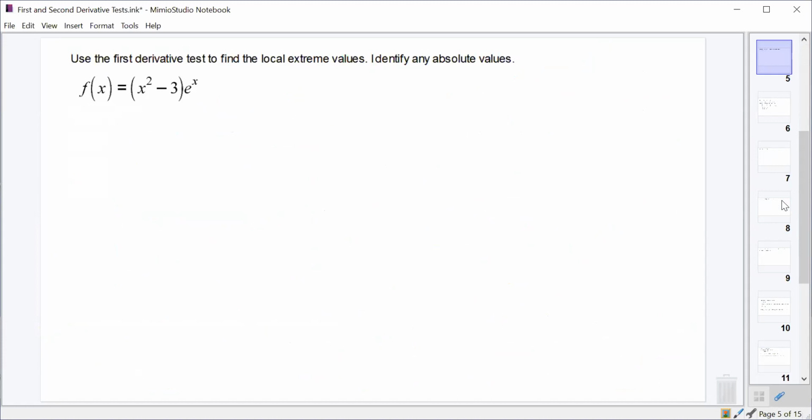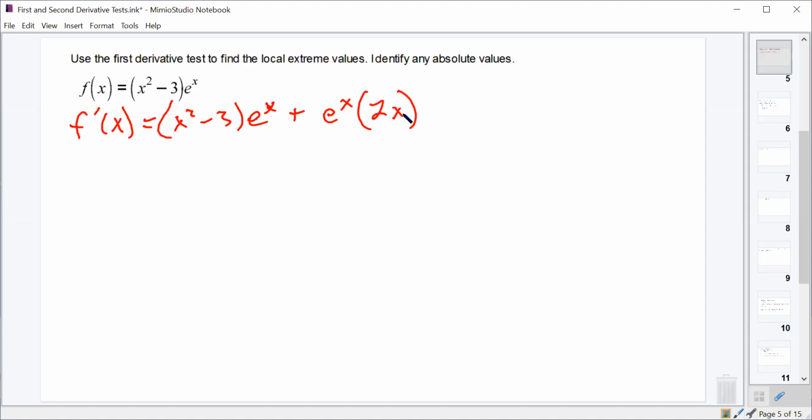Take the derivative. Right, and since this is x squared minus 3 times e to the x, it's a product of two different functions. We'll take the derivative using the product rule. So x squared minus 3 times the derivative of e to the x, which is e to the x, and then plus e to the x times the derivative of x squared minus 3, which is 2x. We end up with that. And how can we simplify that down to see when it's equal to 0 and when it's undefined?